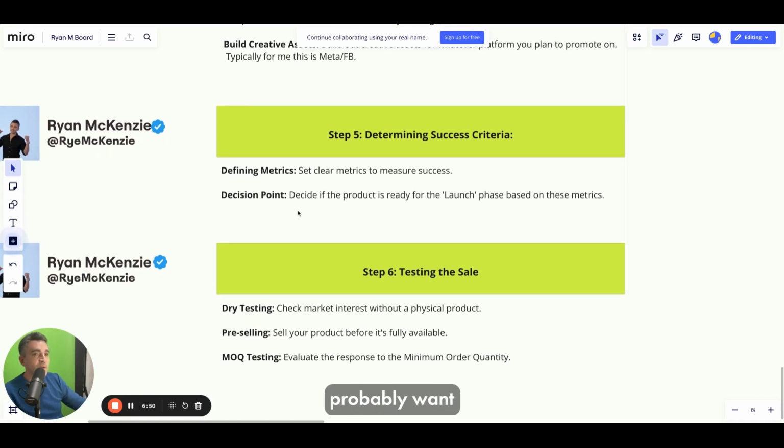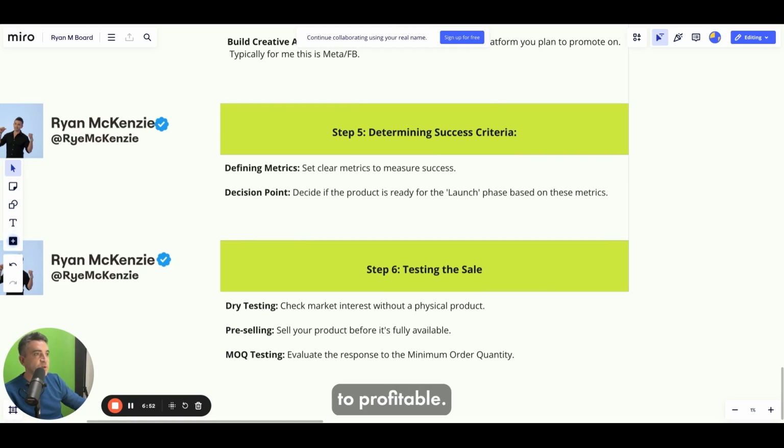You also will probably want to make sure that you're profitable or close to profitable. So you probably want to have a KPI for that as well.